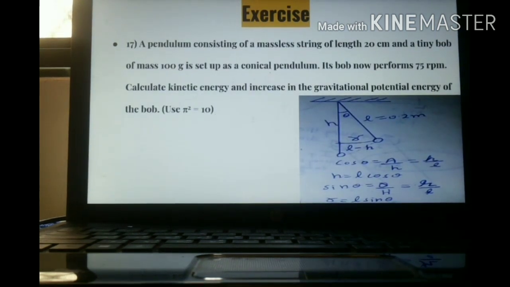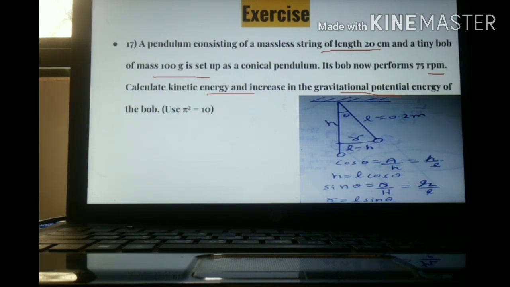A pendulum consists of a massless string of length 20 cm and a tiny bob of mass 100 gram is set up. The pendulum is performing 75 revolutions per minute. Calculate the kinetic energy and the gravitational potential energy. Try to understand this pendulum is over here and this pendulum is moving from here to here.